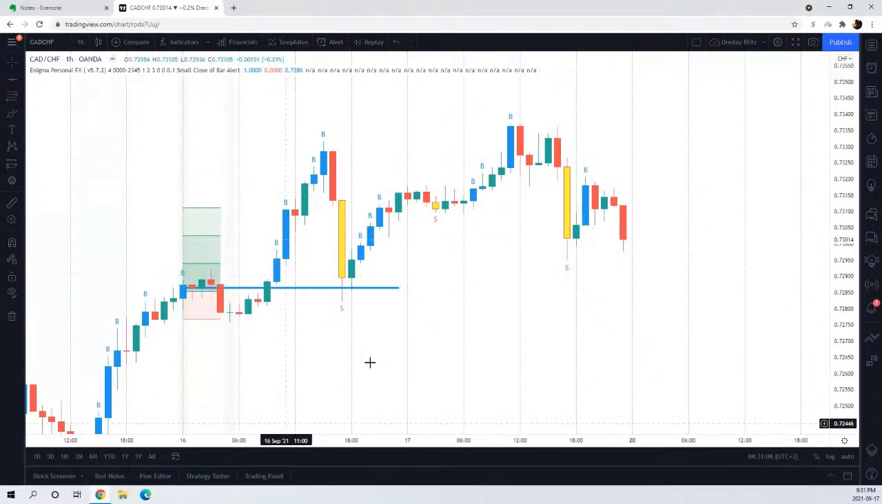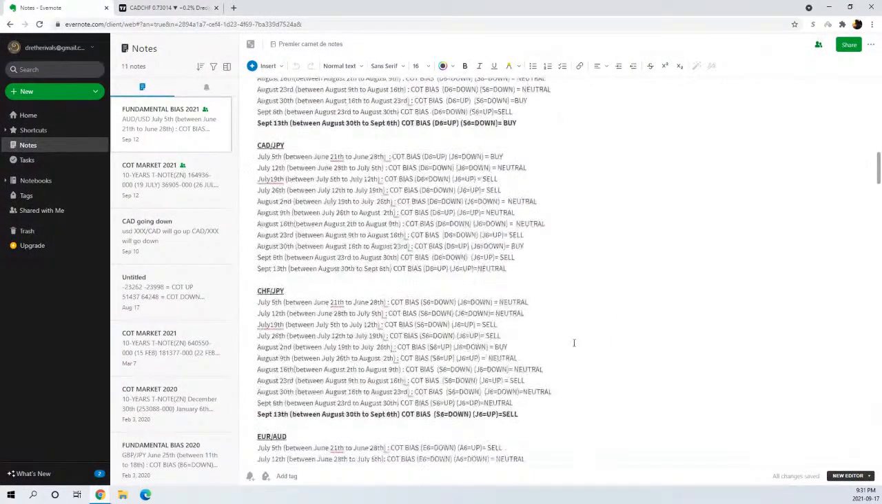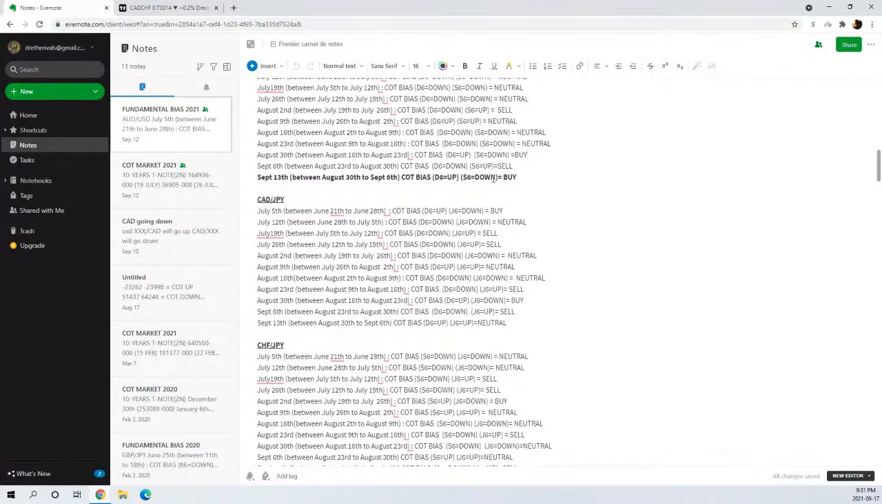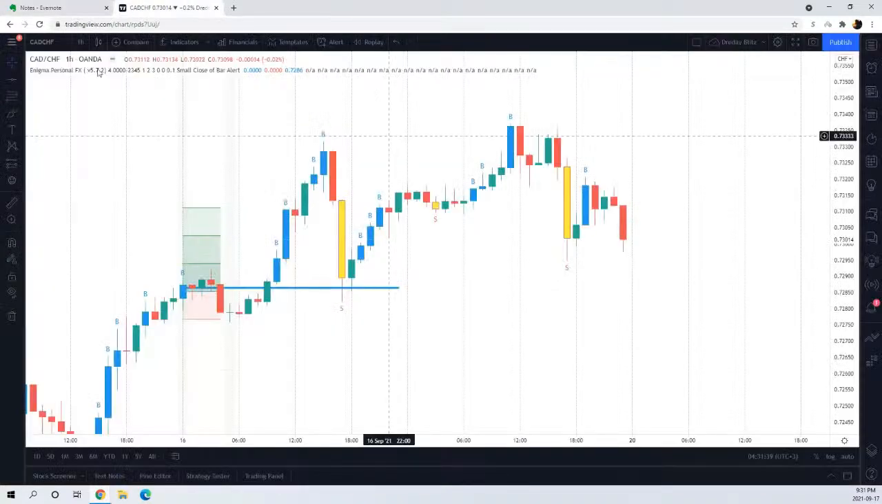Okay. But like I said, at the end, it is your judgment and your analysis on the market that will dictate if you want to get in or not get in the market. Okay. So the bias was still good, because it was an up candle in the weekly, so that's perfect. Let's continue. So CHFJPY, we have it as a sell.